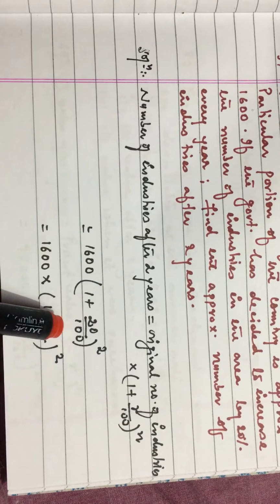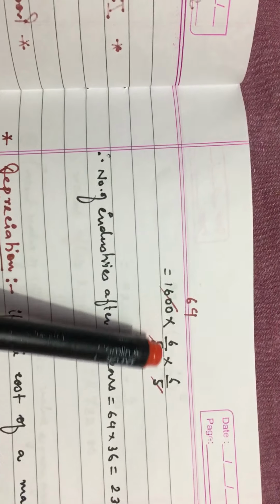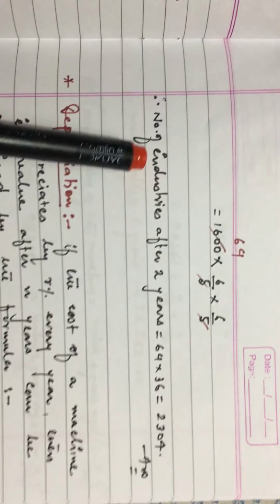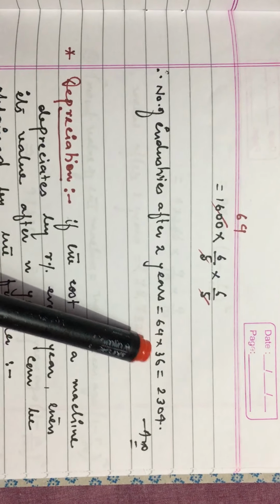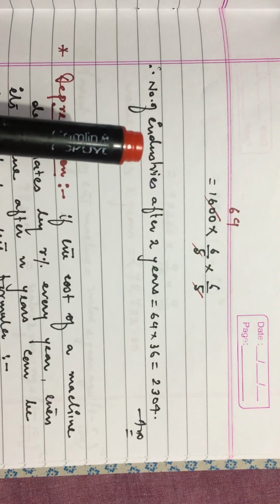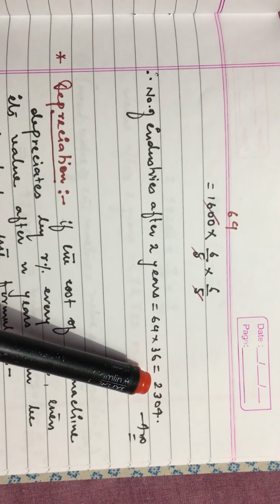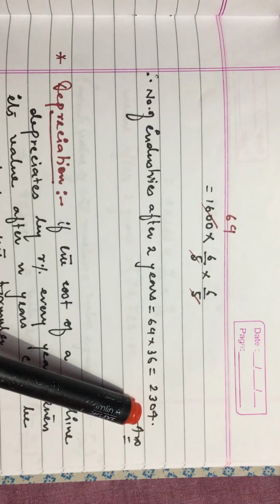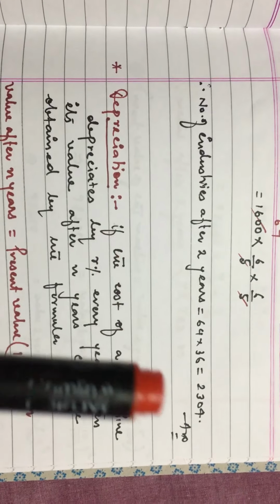5 ones are 5, plus 1, 6 by 5. Now see, 6 by 5 two times, and 5 fives are 25. 1600 cancelled by 25 is 64 times 36. So the number of industries after 2 years is 2304. It means before the 2 years it was 1600, and after the 2 years it is 2304 if 20% increases every year. Now see, that is the case of growth.